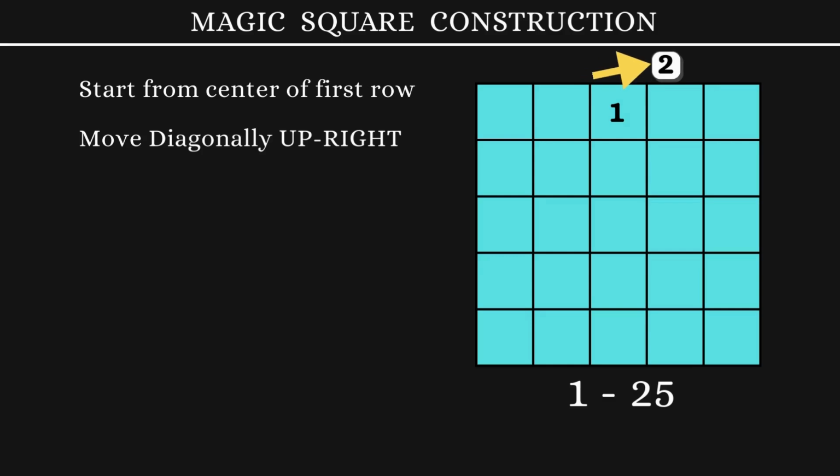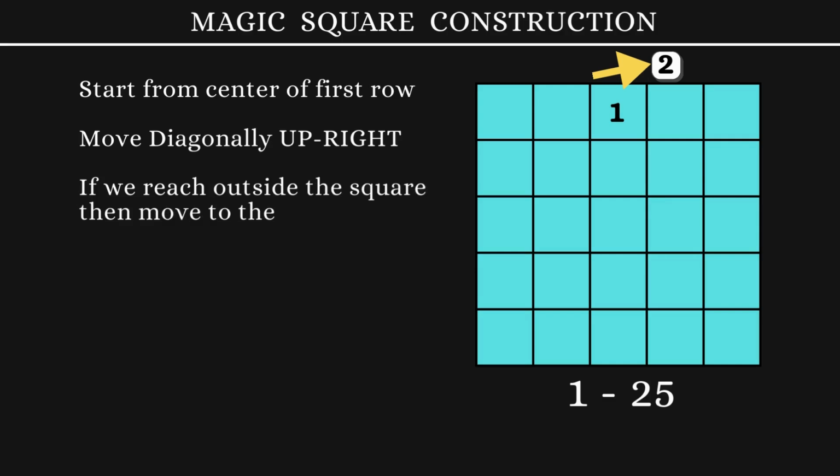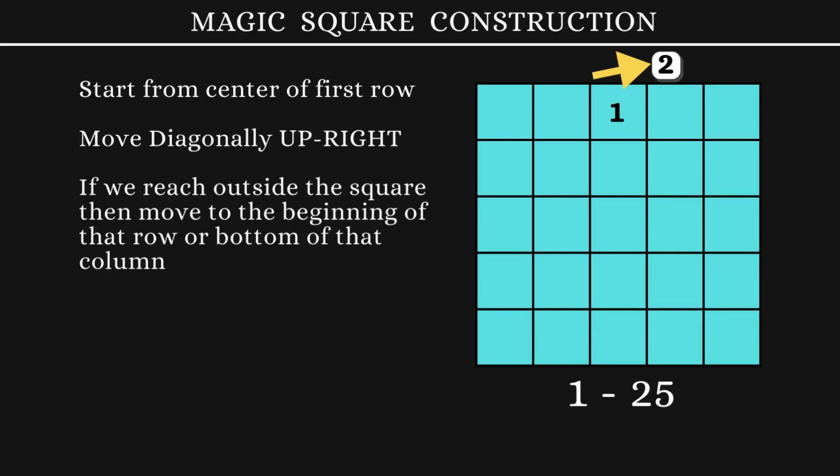But this is outside the magic square. In this case, we will move the number either to the beginning of that row or to the bottom of that column. Let's understand what this means. If you move to the beginning of this row, we still end up outside the box. So we'll move to the bottom of this column here.